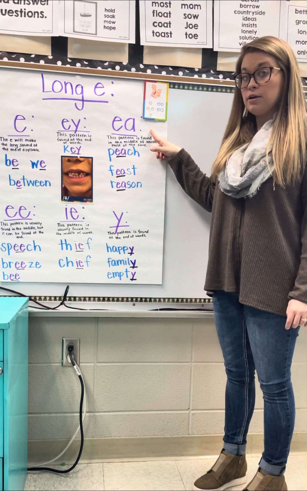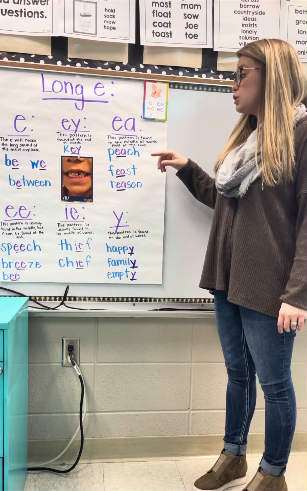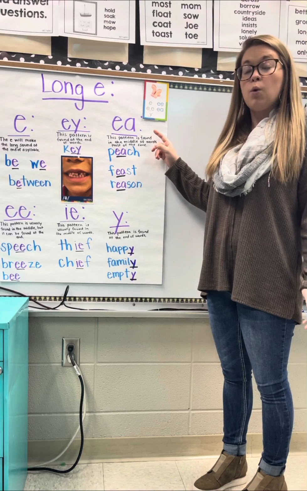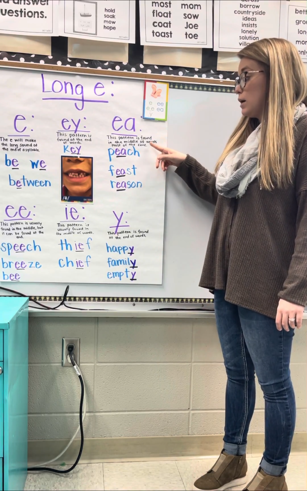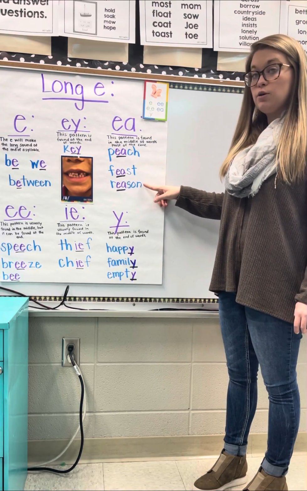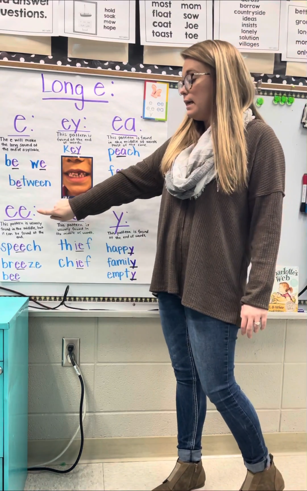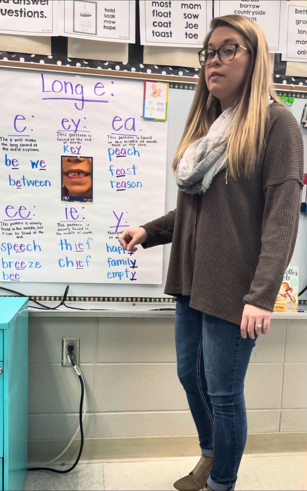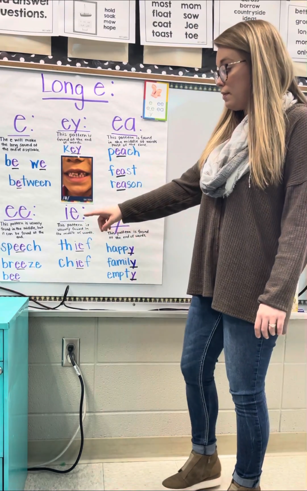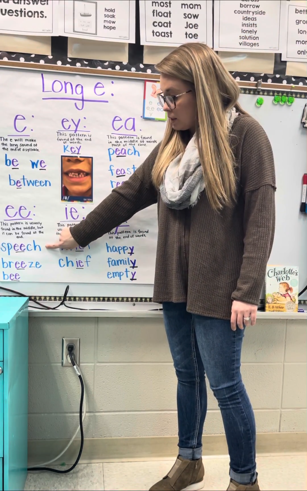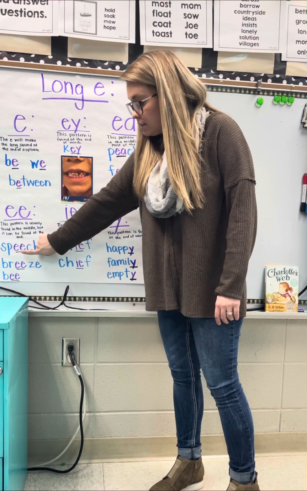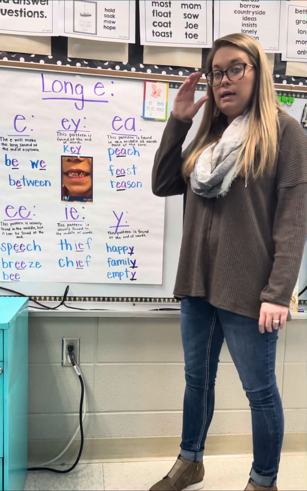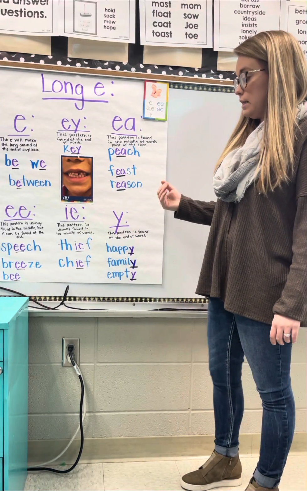EA is another pattern that says E, and this is usually found in the middle of the word, but every now and then it can be found at the beginning or at the end. Some examples are words like peach, feast, and reason. EE also says E, and this pattern is usually found in the middle of a word, but it could also be found at the end. For example, you have the word speech and the word breeze that uses the EE pattern in the middle, and then there's the word be where the EE pattern is found at the end.